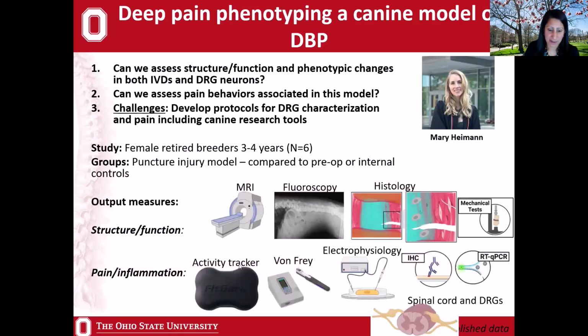And then in terms of pain and inflammation, we did activity, we did von Frey, looking at mechanical allodynia, we did electrophysiology. So we isolated the neurons and performed patch clamp to look at sensitivity. We then performed RNA-seq transcriptomics on the DRGs as well. So doing a real deep phenotyping.